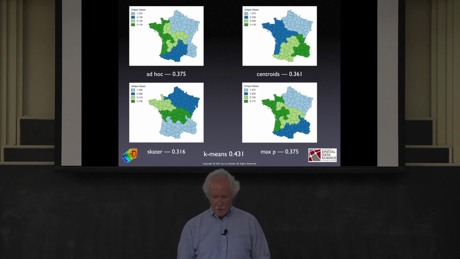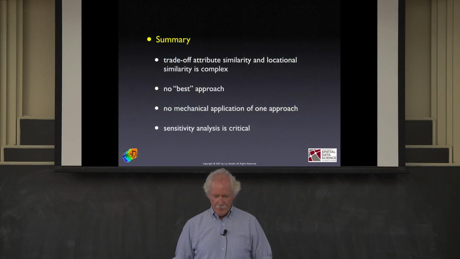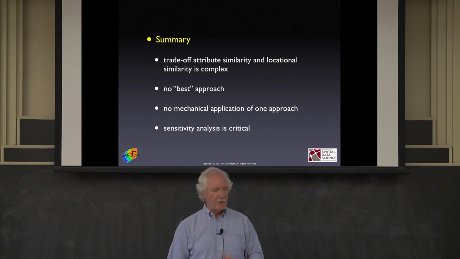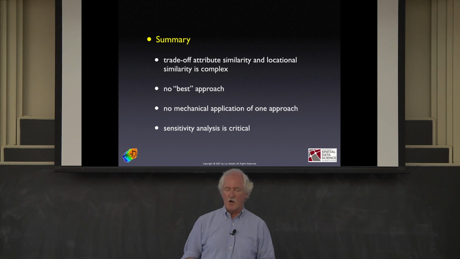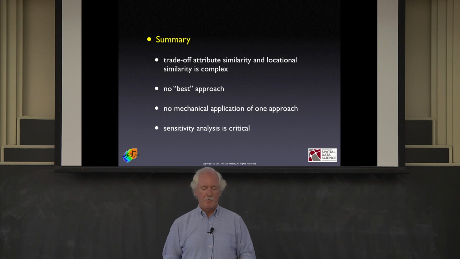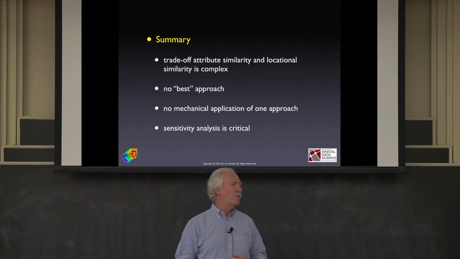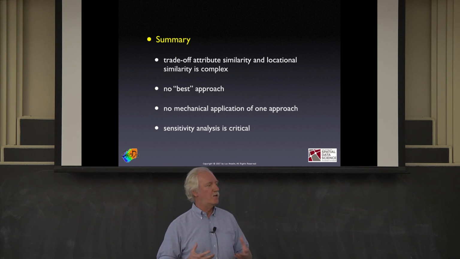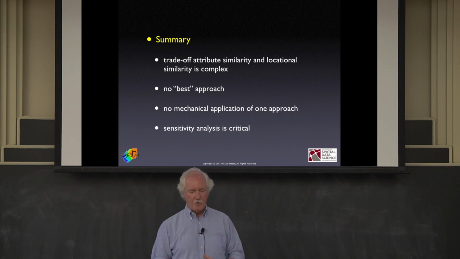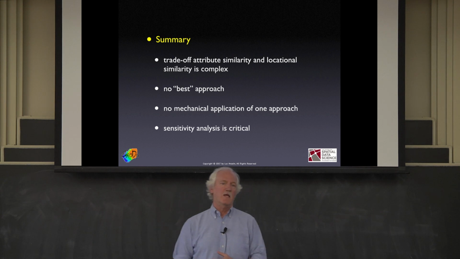But anyway, in sum, as I've said before, multiple attributes is complicated. This trade-off is complex. There's no best approach. It really is, in some sense, problem-specific. So in some problems, like a regionalization problem where compactness is critical, you have to take that into account. In other instances, it may not matter, and then just throwing in the x and y might be good enough.